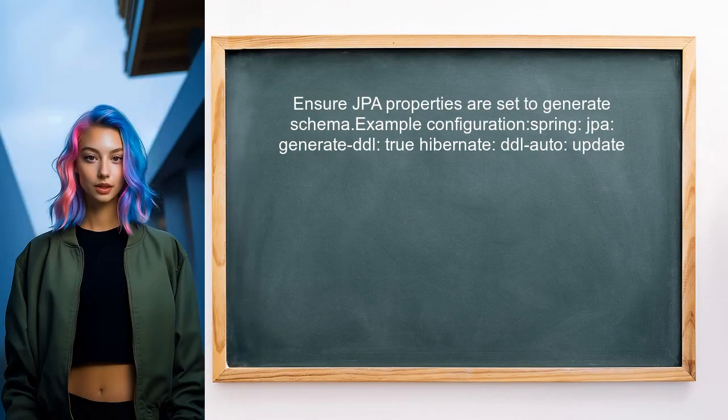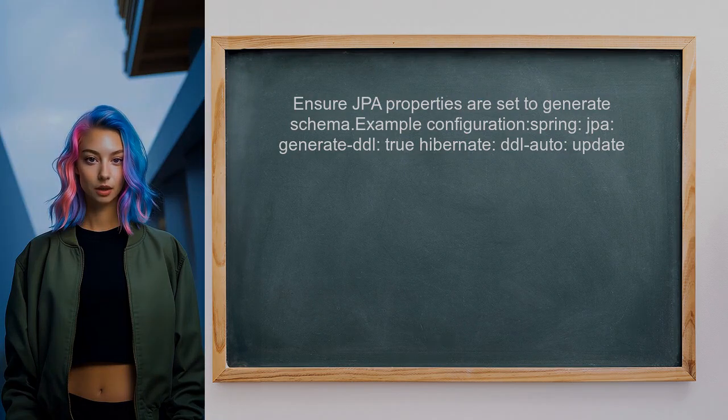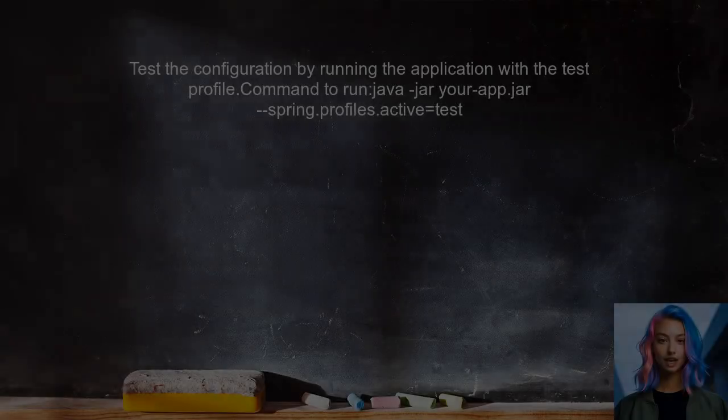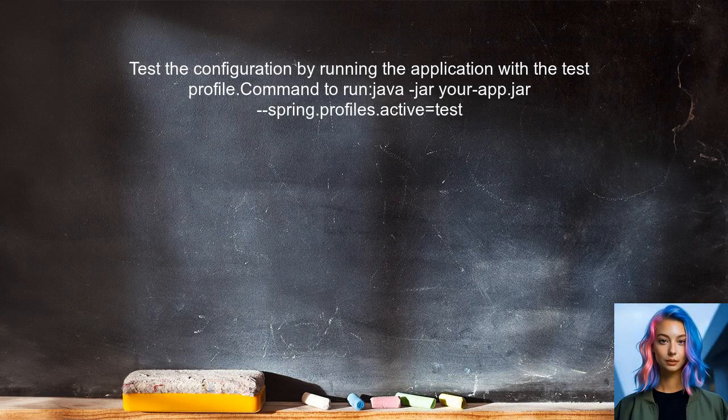Additionally, the user should ensure that the JPA properties are correctly set to generate the database schema from entity classes. This includes setting generate DDL to true. Finally, the user should test the configuration by running the application with the test profile. This can be done by specifying the active profile when starting the application.